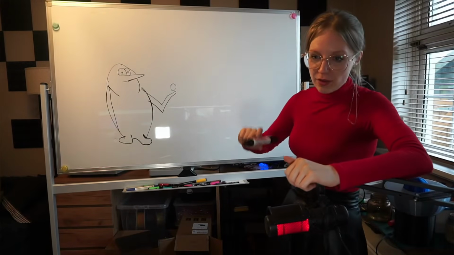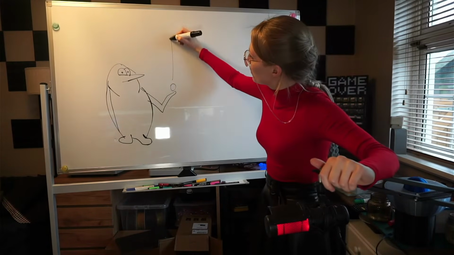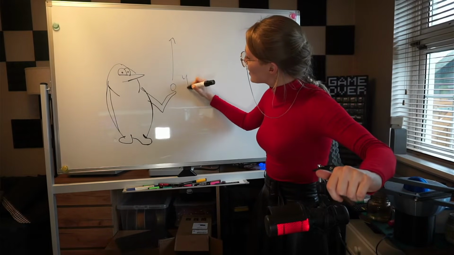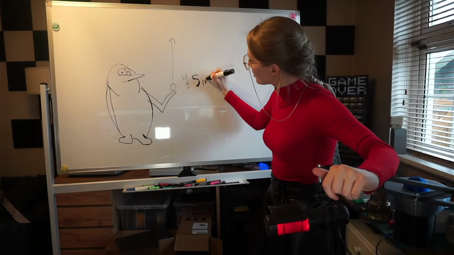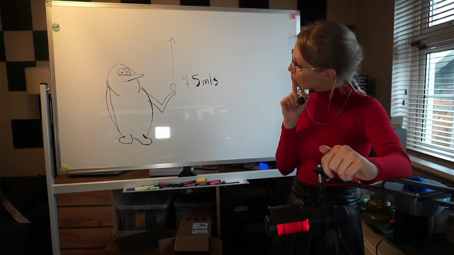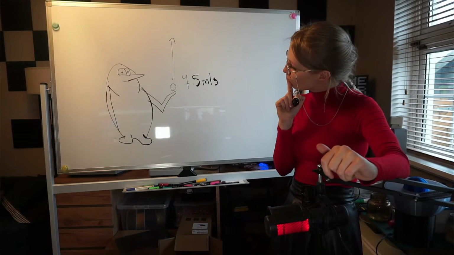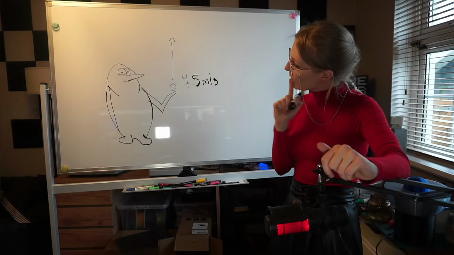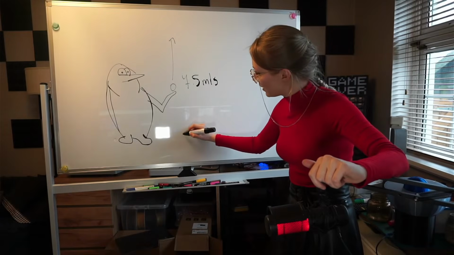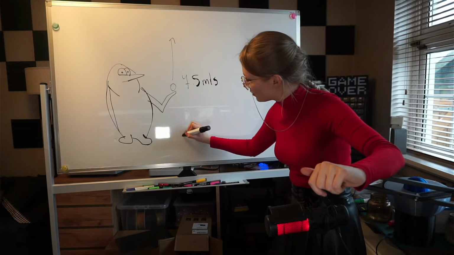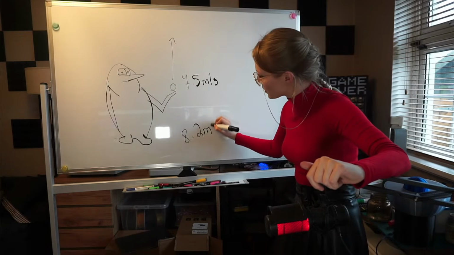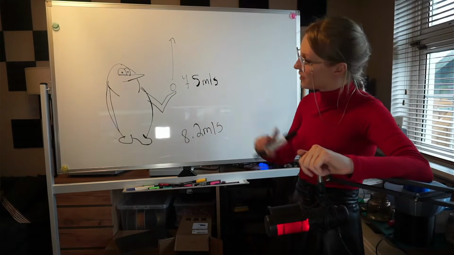The penguin throws a pebble into the air at an initial speed of 7.5 meters per second. It then crashes into the ground at a speed of 8.2 meters per second. Find the height of the penguin.